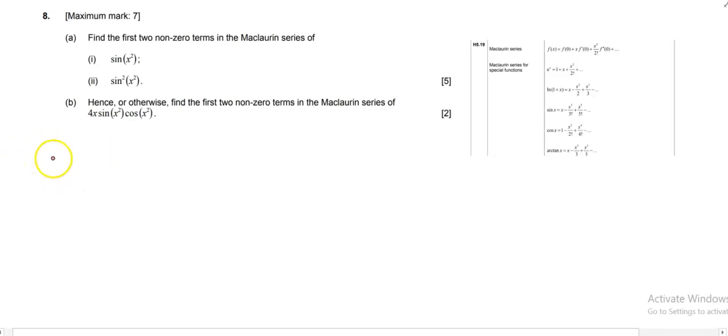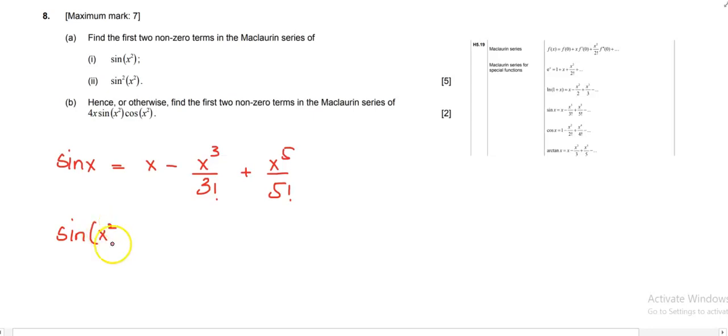So the Maclaurin series for sine of x is given as sine of x is equal to x minus x cubed divided by 3 factorial, and then we have x to the power of 5 divided by 5 factorial, right? So this is what we have. Now, wherever we find x, we will be substituting that x with x squared, right?